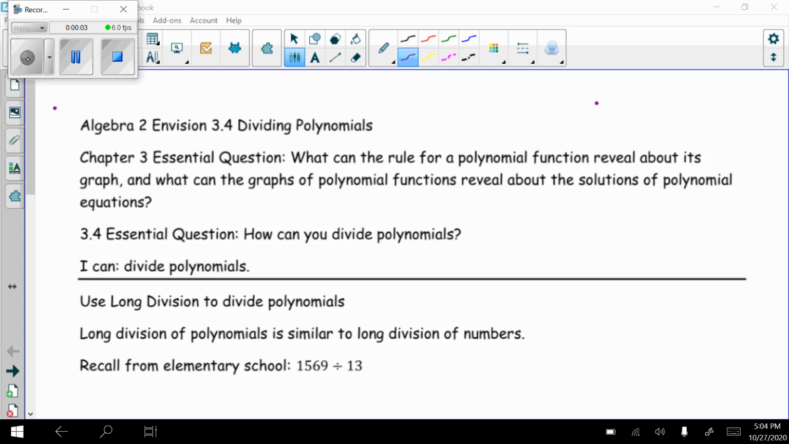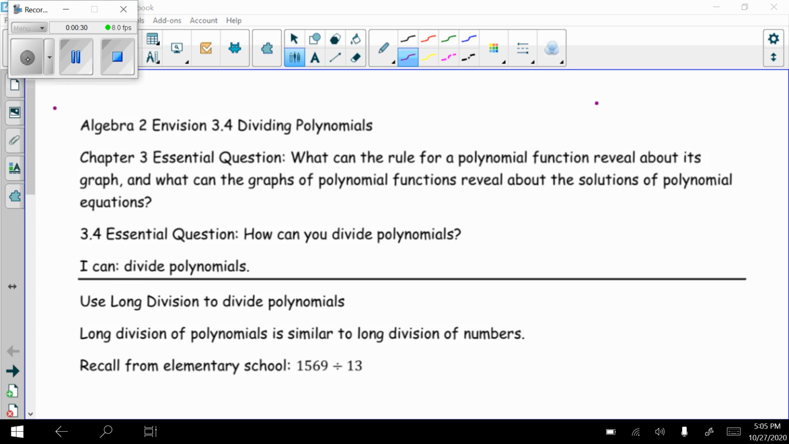All right, today in Algebra 2, we're looking at the last section before our test, 3.4, which is dividing polynomials. Our essential question is how can you divide polynomials? Today we're going to look at division with long division. So we're going to divide polynomials using long division. You first learned long division back in elementary school, so we're going to review that.